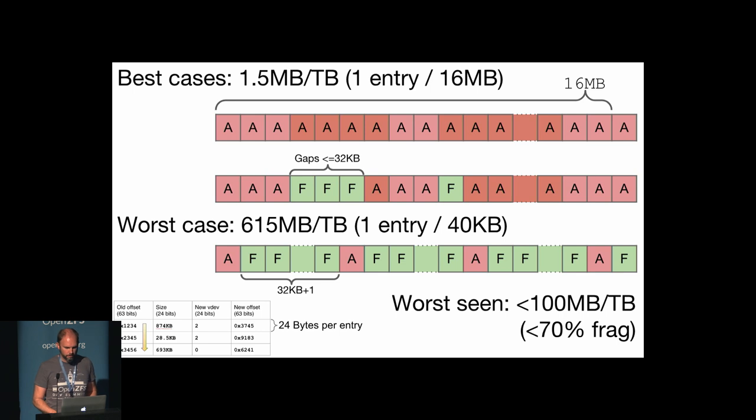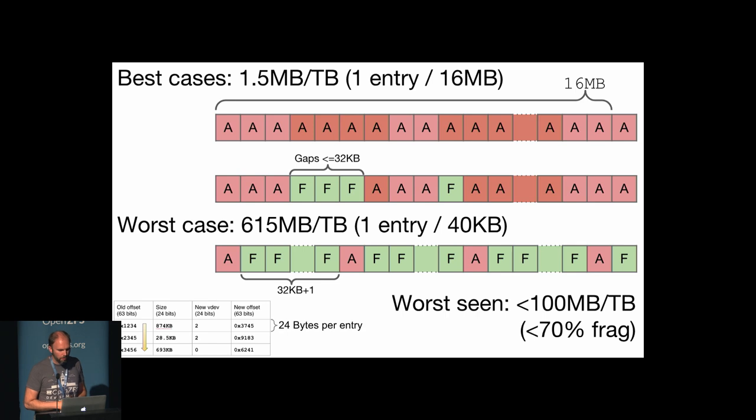Okay. So I'm still okay on time. Good. I wanted to talk briefly about how big this mapping is. I noticed you said you need to use some memory. How much of my memory are you going to be using? Well, in the best cases, we're able to do 16 meg mappings. Each row in my table is 24 bytes, so that comes out to 1.5 megabytes per terabyte of device that you are removing. So 1.5 megabytes of memory will be used for every terabyte of removed device, which is not too bad.